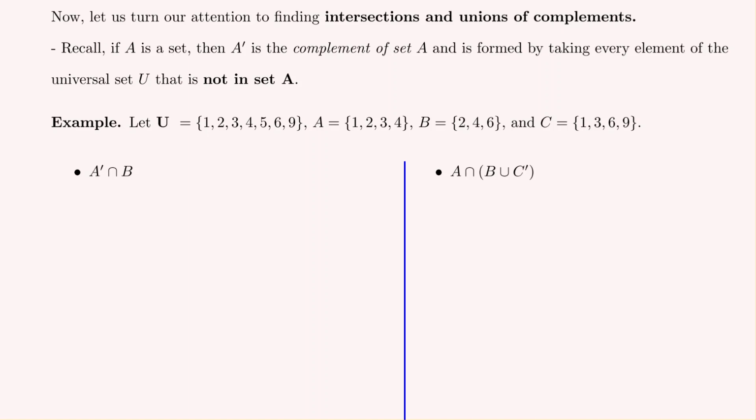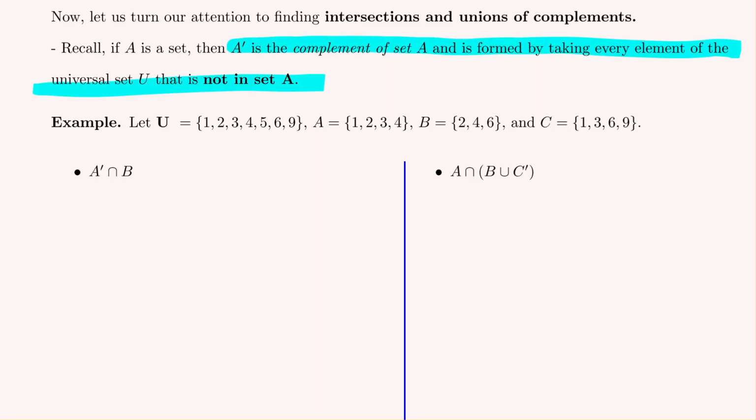So if you hear the word A intersect B, you should think all the things that are in A that are also in B. If you hear A union B, you should think all the things that are in A or in B or in both. And if you should see the word A complement, you should think everything in the universal set that does not belong to A. And that's what we're reminded of here. A complement is formed by taking every element of the universal set that's not in set A.